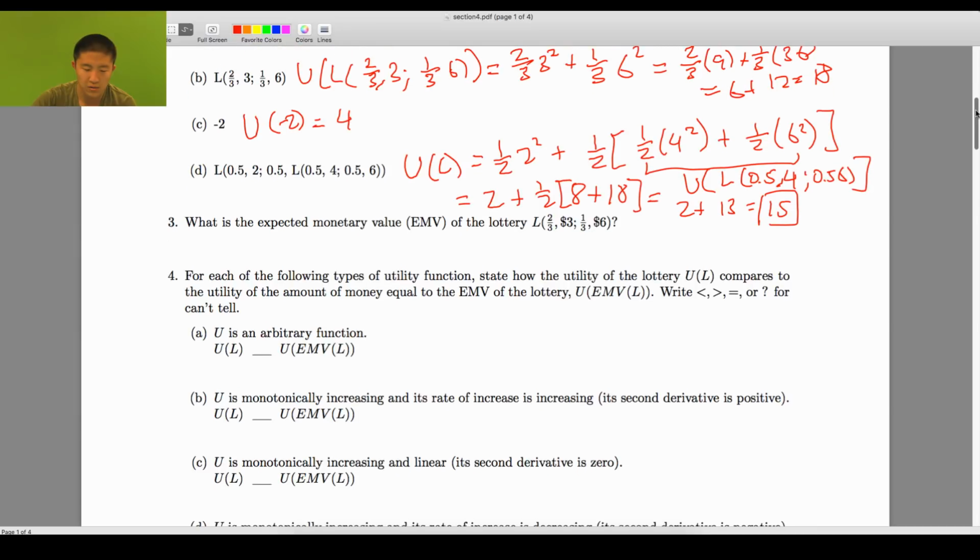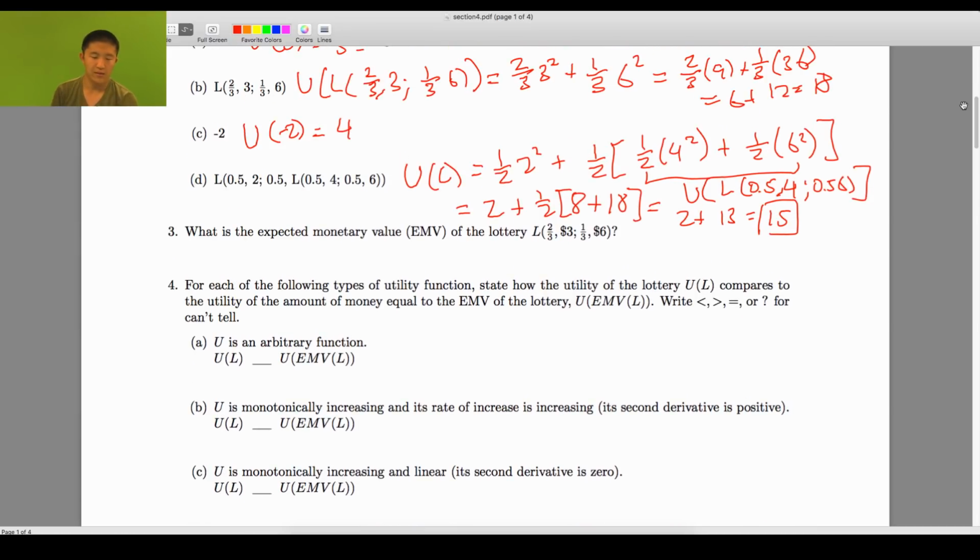Okay, moving on to number 3. What is the expected monetary value of the lottery? This can simply be done by calculating the expected money you'll get from this lottery, which is 2/3 times $3 plus 1/3 times $6, which is equal to $4.